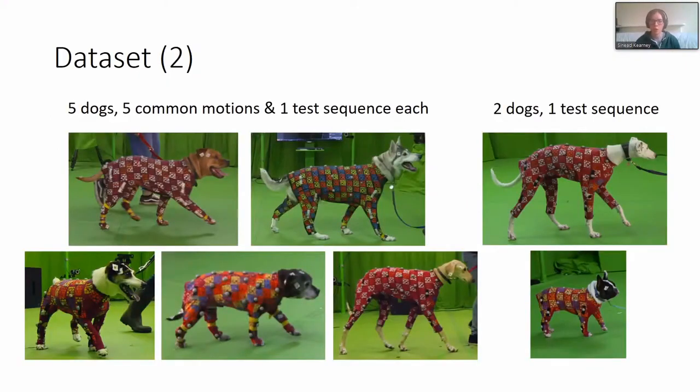These are the dogs available in our data set. On the left, we have 5 dogs, and for each of these 5 dogs, we have the five common motions. We also have a random test sequence for each of these dogs. And on the right-hand side, we have 2 dogs that just have pure test sequences. We chose these dogs because we felt that even for a small number of dogs, they gave quite a large range in shape and size.